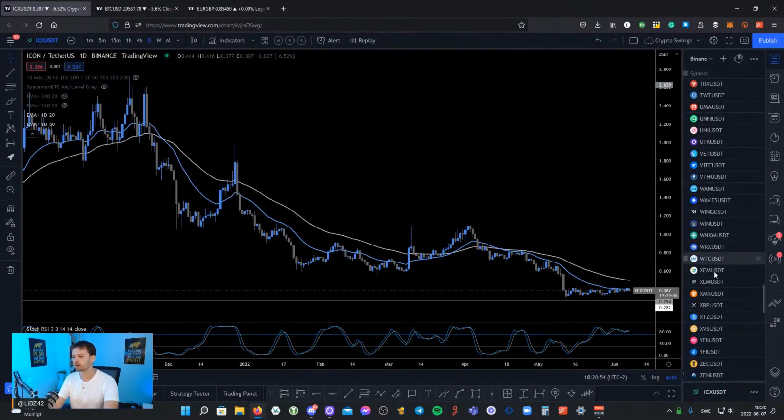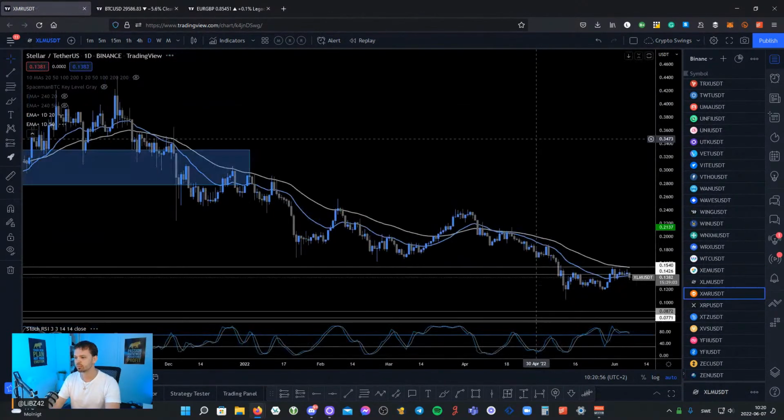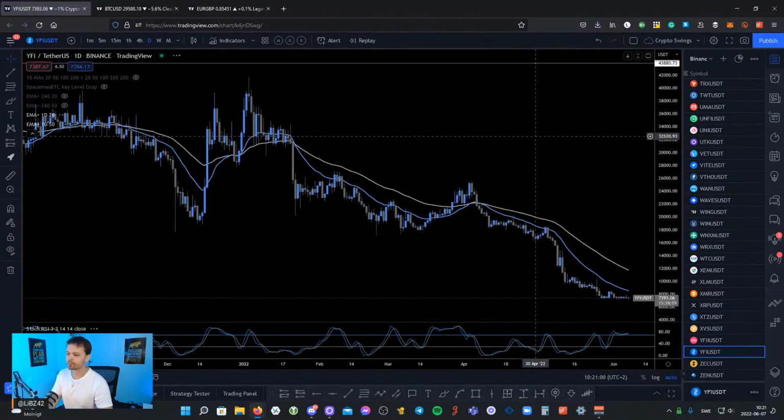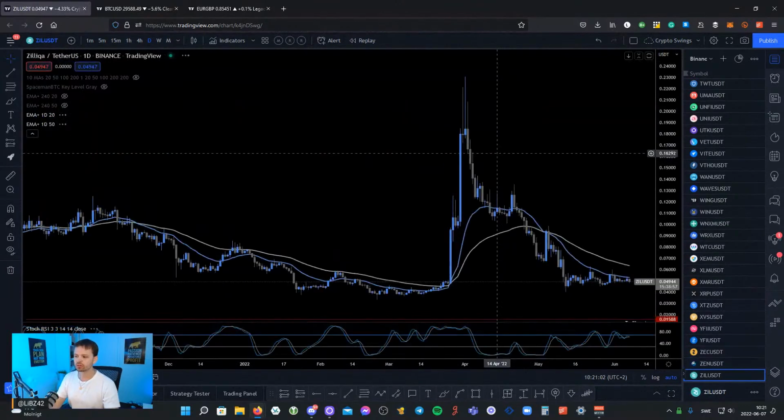Right, that's just a quick scan of the altcoin market. Let's look at a couple of more. So yeah, it's quite evident that there's very few altcoins, if any, that is in a bullish market structure.